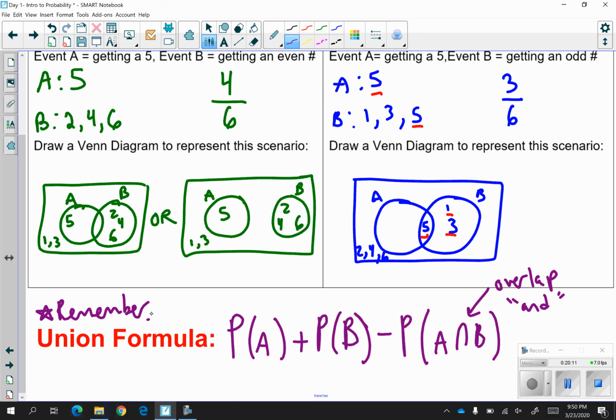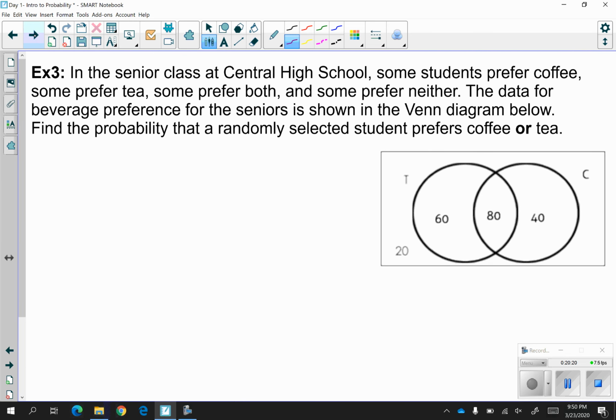And just keep in mind that every time you have OR probability, we are subtracting the overlap. So let's look at another example. In this one, we have the senior class at Central High School. Some students prefer coffee, some prefer tea, some prefer both, and some prefer neither. So the data for the beverage preference for the seniors is shown in the Venn diagram below. They want you to find the probability that a randomly selected student prefers coffee or tea.